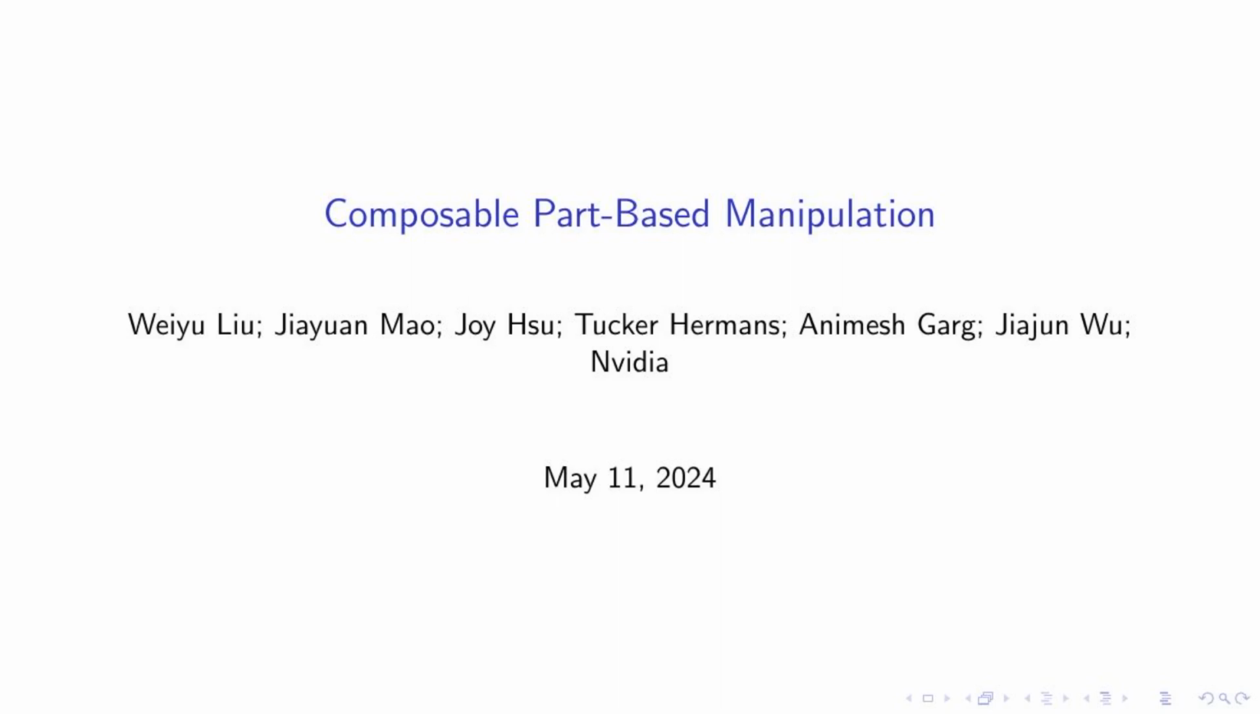Today we delve into the fascinating world of robotic manipulation with our paper, Composable Part-Based Manipulation. Authored by Wei-Yu Liu, Jiayun Mao, Joy Hu Shu, Tucker Hermans, Animesh Garg, Zhezhen Wu, this research explores a novel approach to improve data efficiency and generalization in robotic skills. Stay tuned as we unravel how object-part decomposition and part-part correspondences can revolutionize the way robots interact with the world.